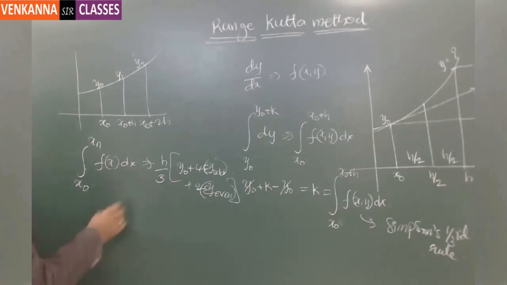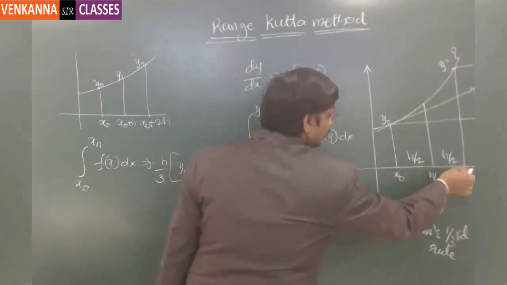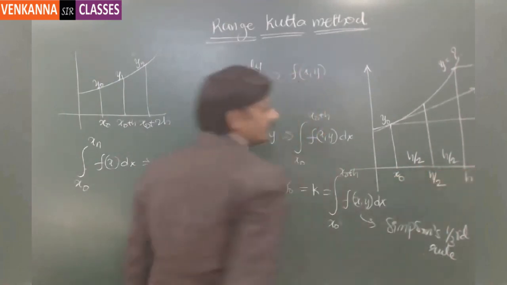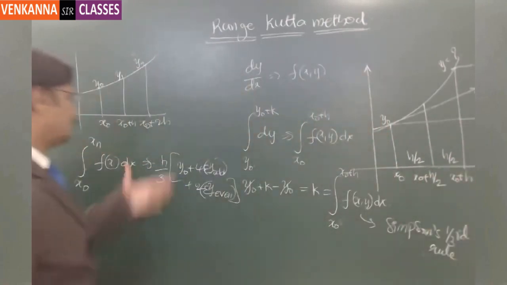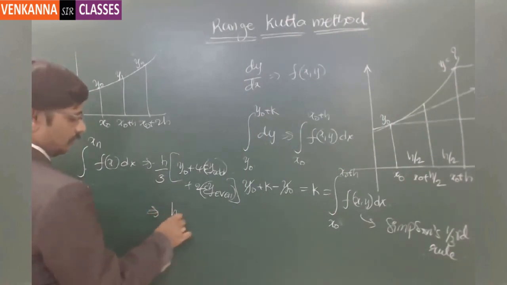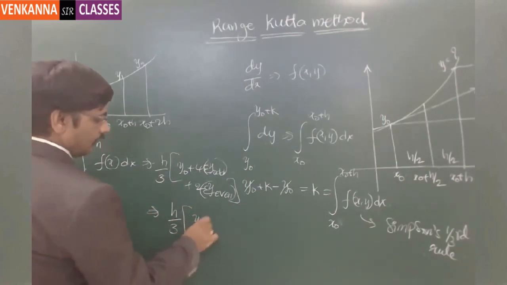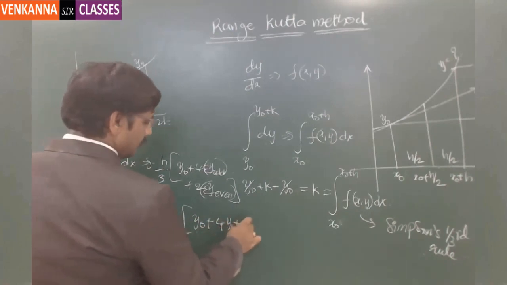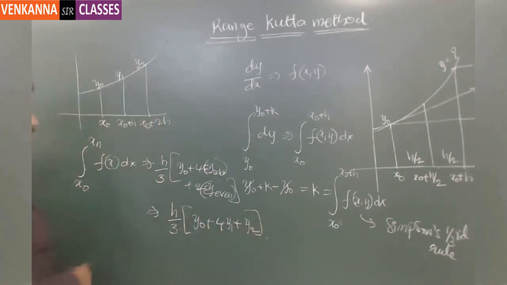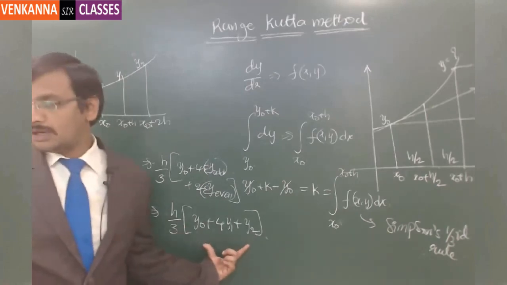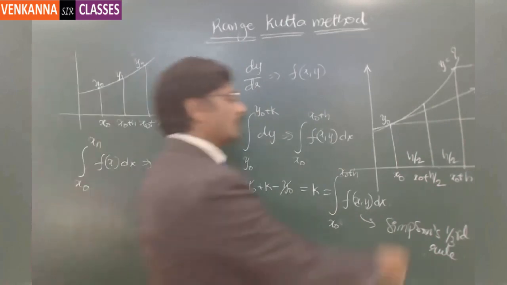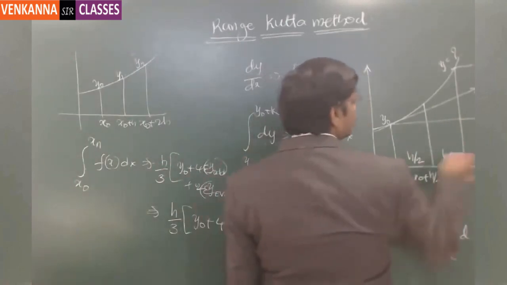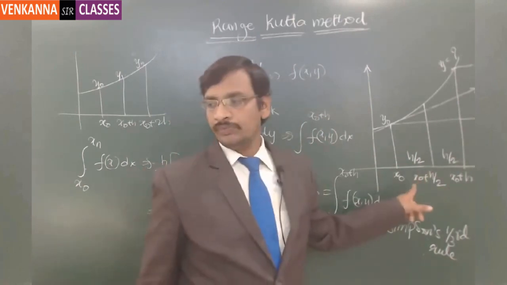Now here, if we have only three points, that is x0, x0 plus h by 2 and x0 plus h, then Simpson's one-third rule becomes h by 3 times y0 plus 4 times y1 plus y2. This is Simpson's one-third rule if you have only three different points. If we want to apply it here, rather than h, the step was divided into h by 2.